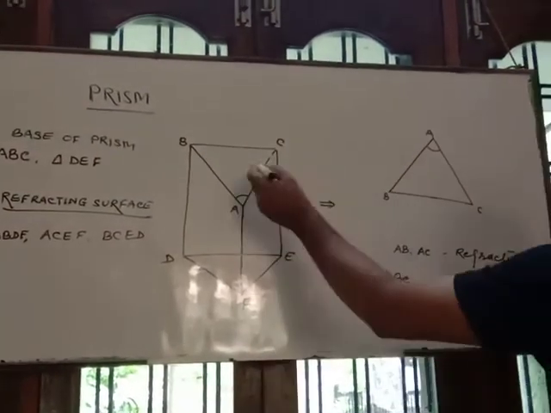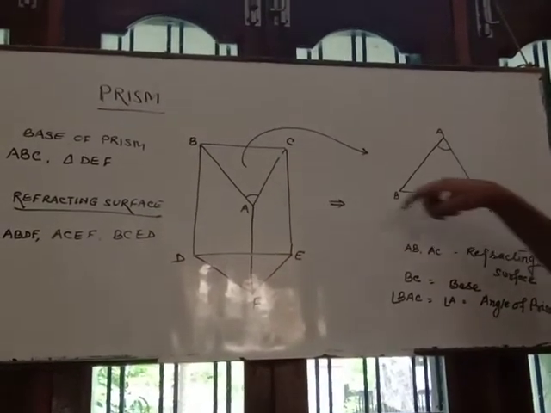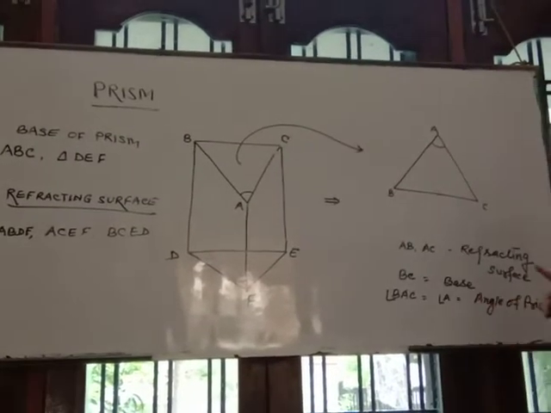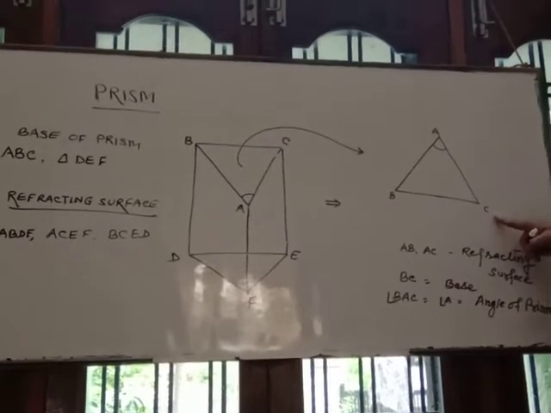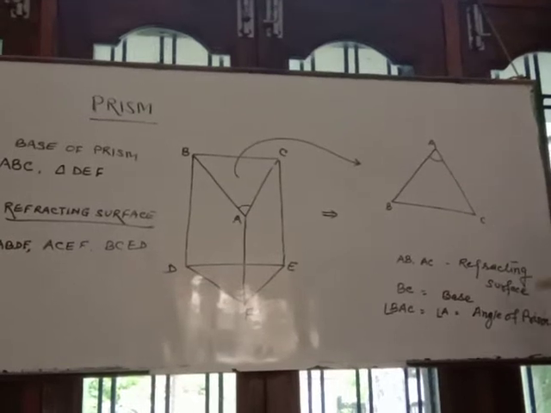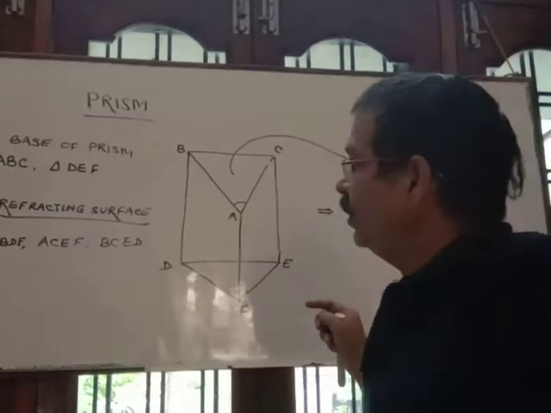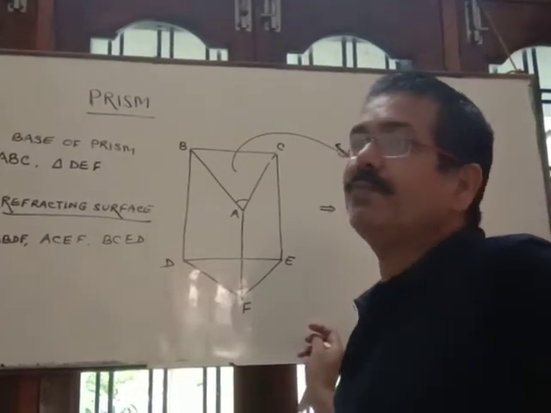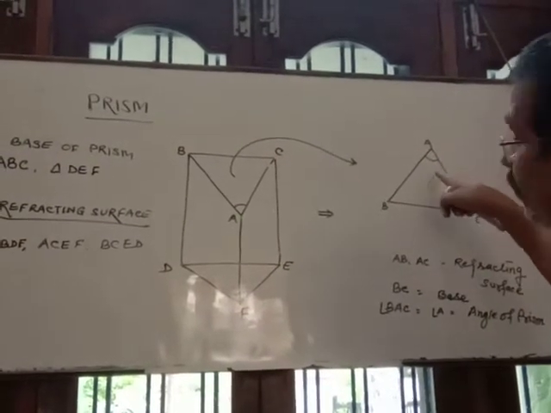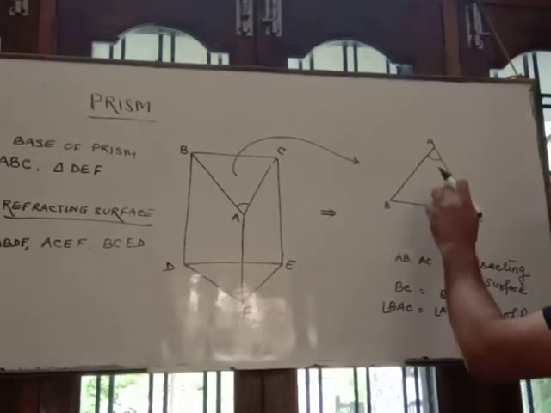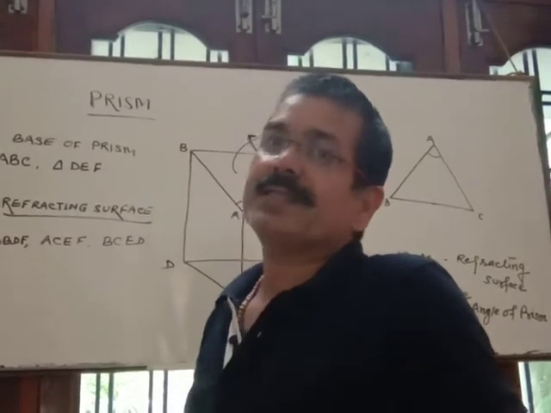So see, if this portion is taken here, actually this is the prism. AB and AC are the refracting surfaces. BC is called the base of the prism, and angle BAC is called the angle of prism. The angle of prism is the angle by which the two refracting surfaces are inclined to each other. For a normal equilateral triangular prism, its value is 60 degree.